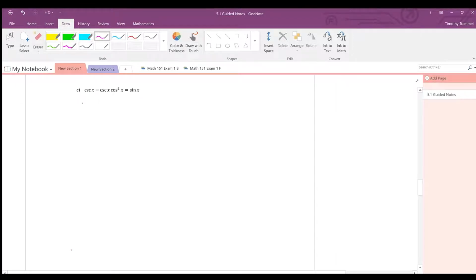Let's start part C by writing down the more complicated side, which is cosecant of x minus cosecant of x cosine squared of x. The first thing that I'm noticing here is that we have two terms and they both contain a cosecant of x. That means that we can factor out a cosecant of x, and that's going to leave us with a 1 minus cosine squared of x.